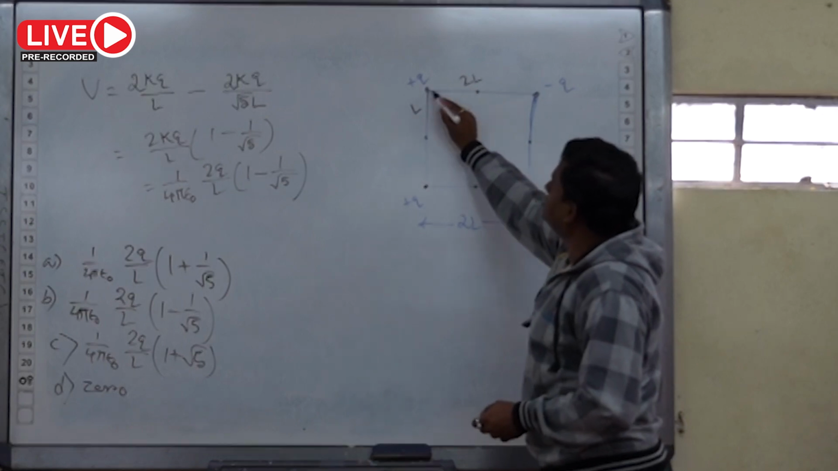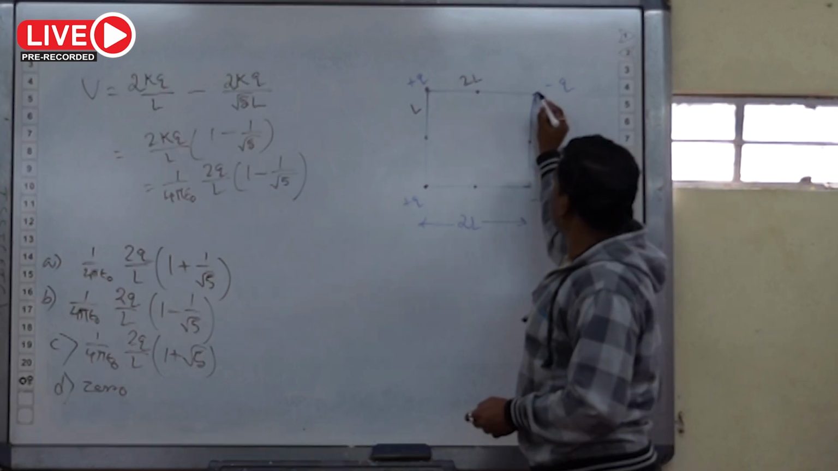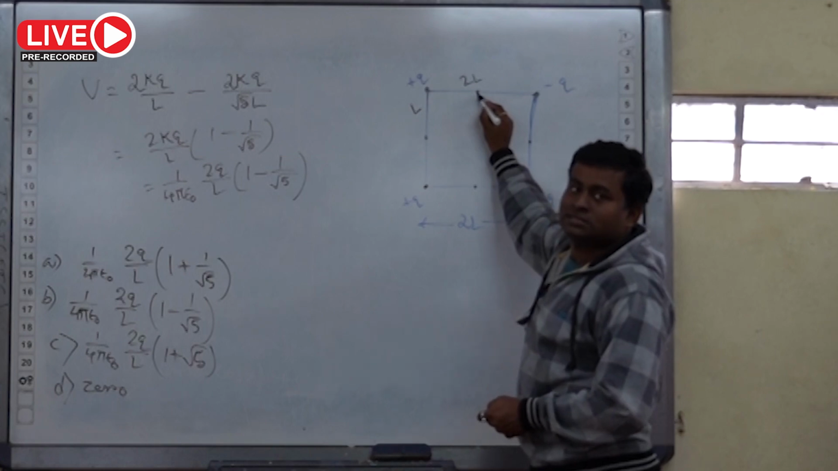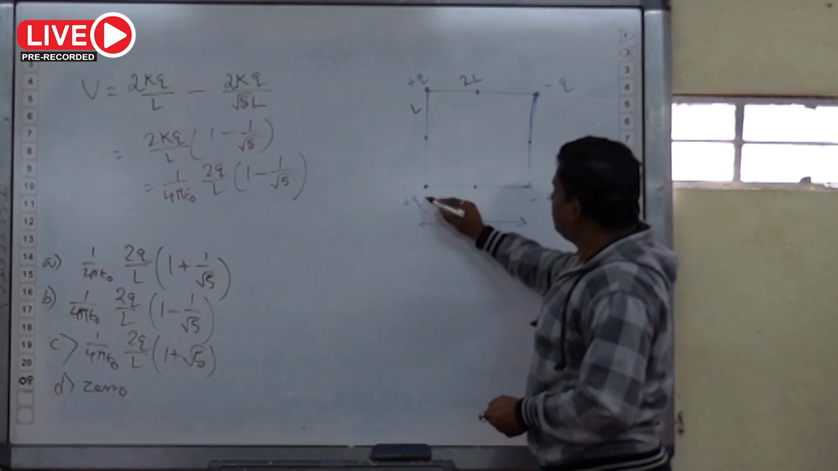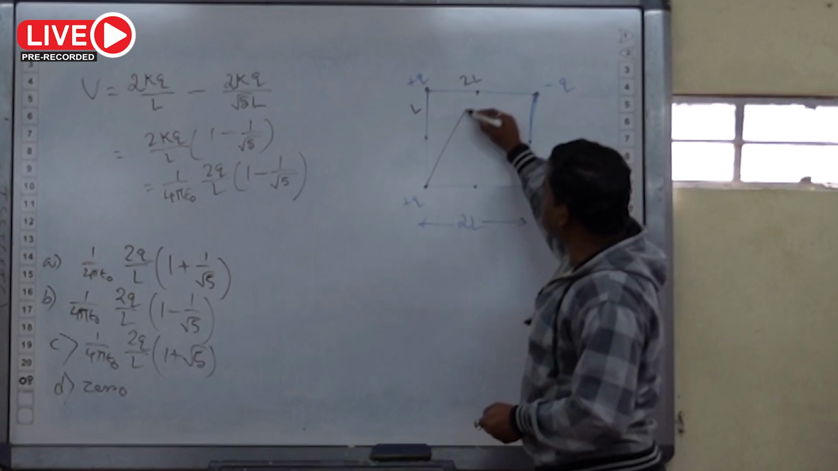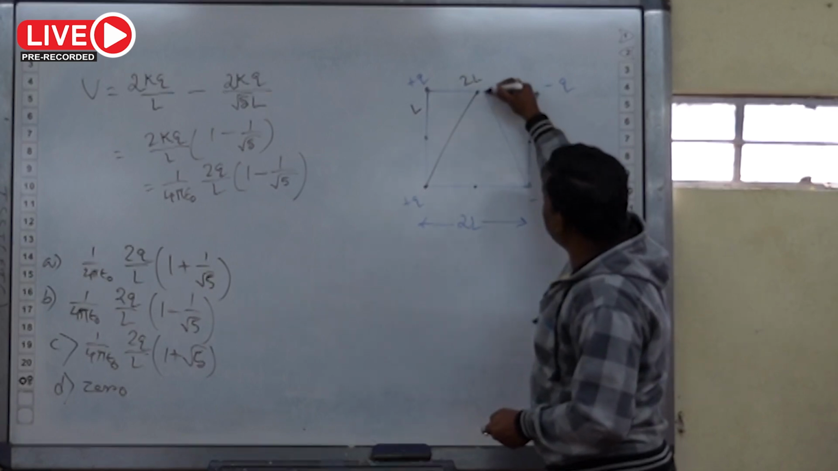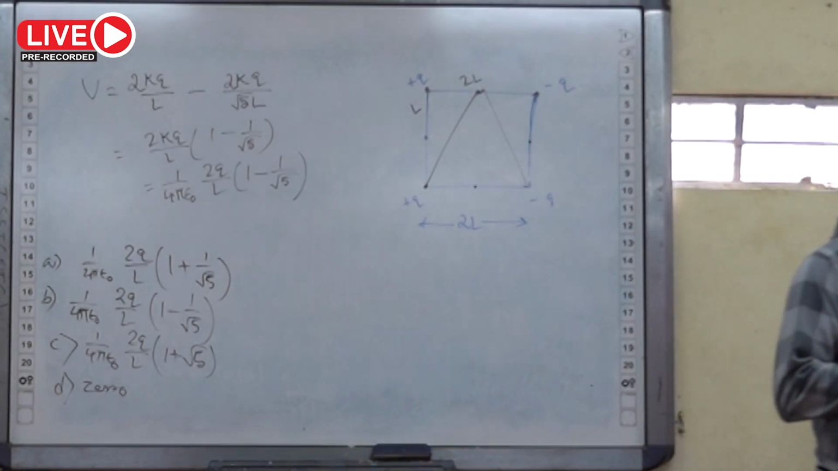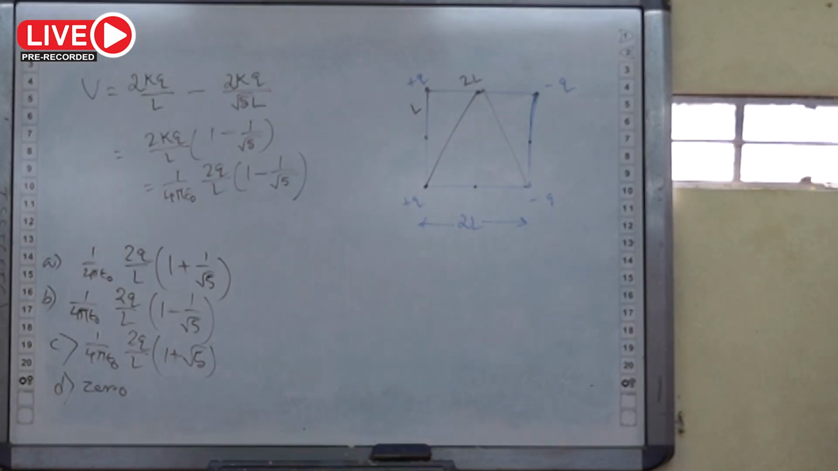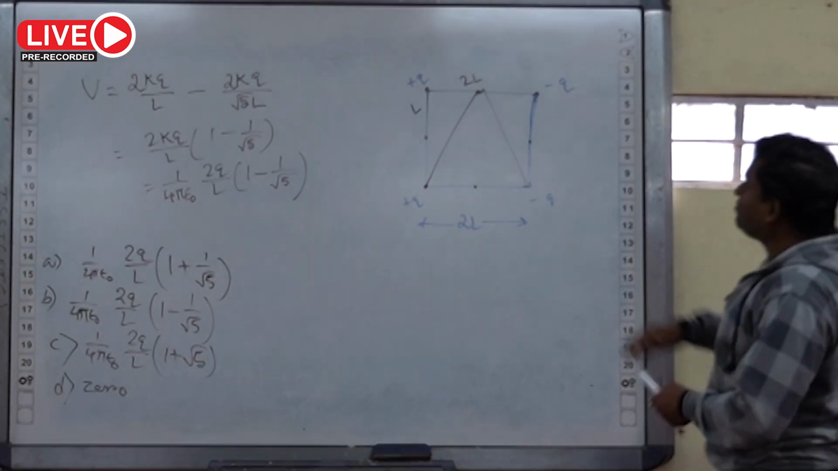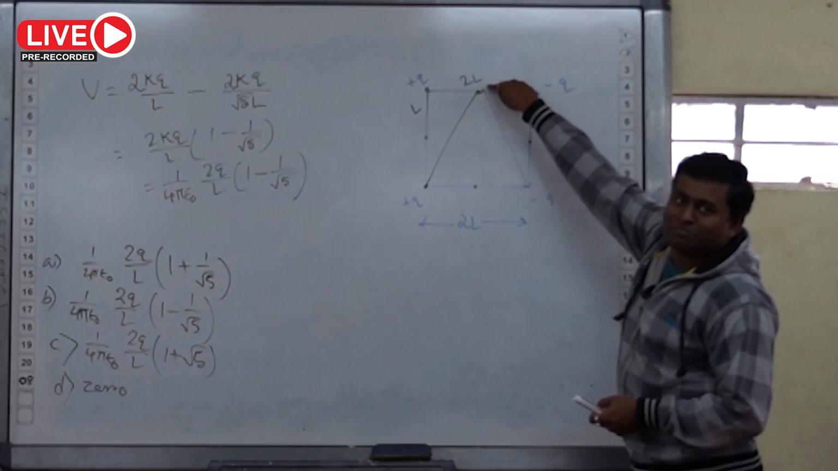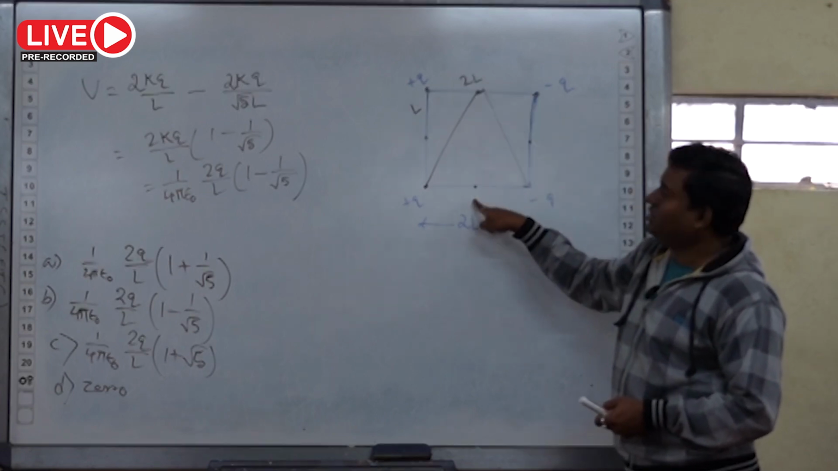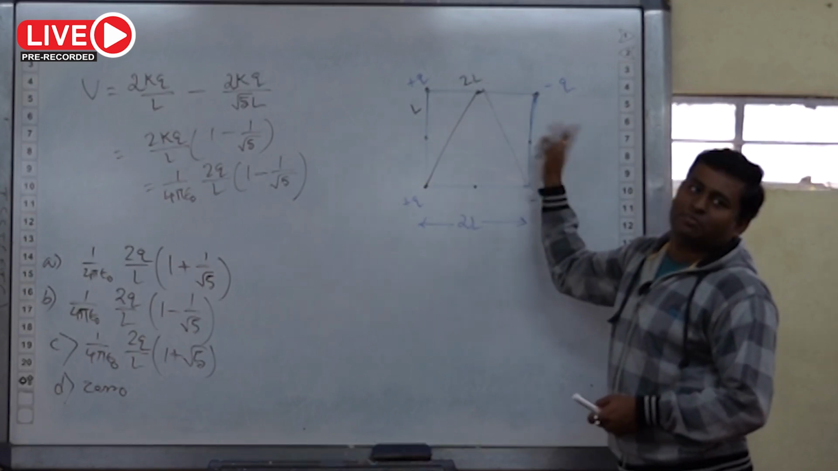So for this charge, there is a potential. For this charge, there is a potential, but it is cancelled. For positive charge, there is a potential; for negative charge, equal potential, cancel. All cancels. No potential. If you calculate the potential at this point, then it will be 0. At this point, it will be 0. Only at these 2 points you will find the potential.